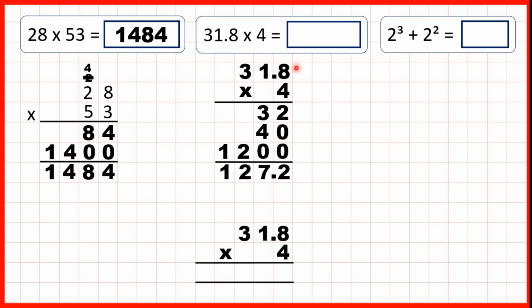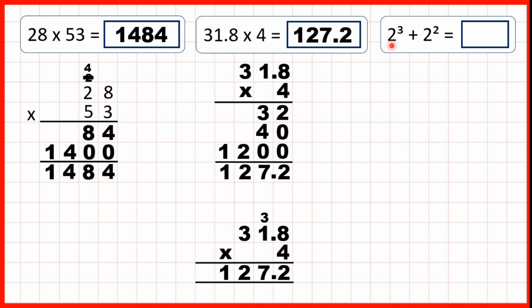We could also use short multiplication to answer this. Again, if there's a decimal point in the question, we need to make sure it's written in our answer as well. Now 8 times 4 is 32, so 3, 2. 1 times 4 is 4, plus 3 is 7. And 3 times 4 is 12. So our answer is 127.2.